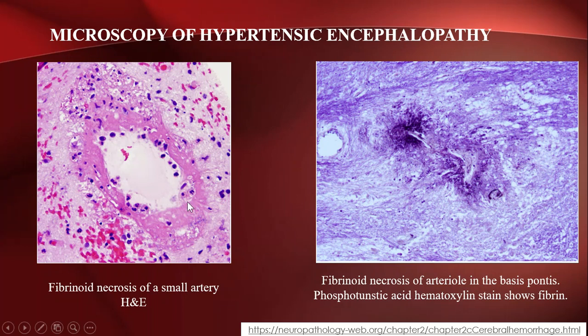Here is the microscopy of hypertensive encephalopathy. Here you see the fibrinoid necrosis of a small artery and the fibrinoid necrosis of arterioles in the basis pontis. This is a special staining, the phosphotungstic acid hematoxylin stain, which shows the fibrin.